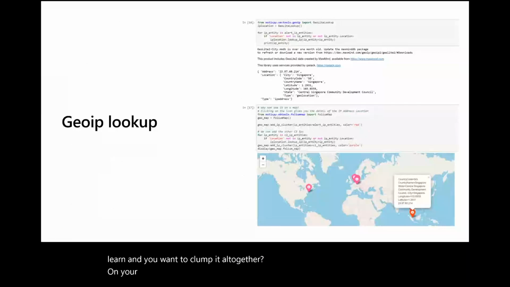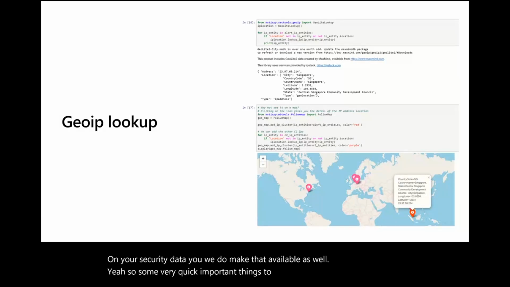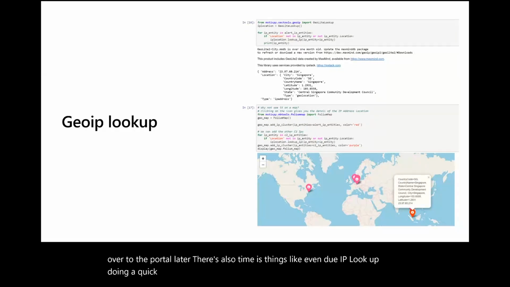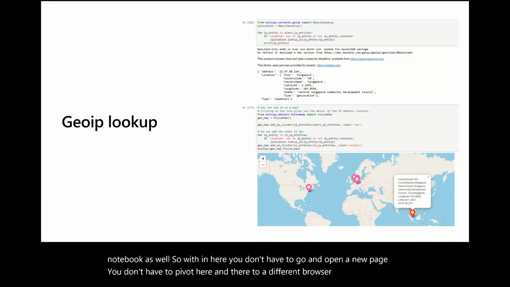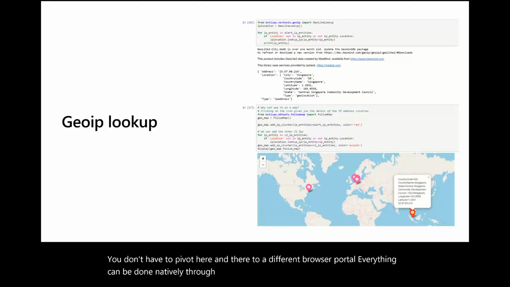Yeah, so some very quick important things to show you, and maybe I'll pivot over to the portal later if there's also time, is things like even geo-IP lookup, doing a quick VT VirusTotal lookup. You can do it directly from your Jupyter notebook as well. So within here, you don't have to go and open a new page. You don't have to pivot here and there to a different browser portal. Everything can be done natively through your Jupyter notebook in itself, and then just do the presentation layer here.